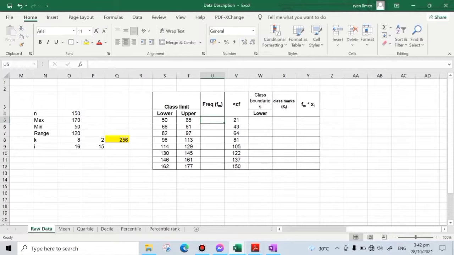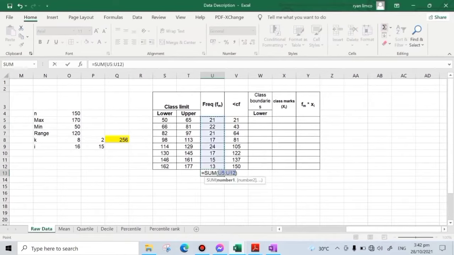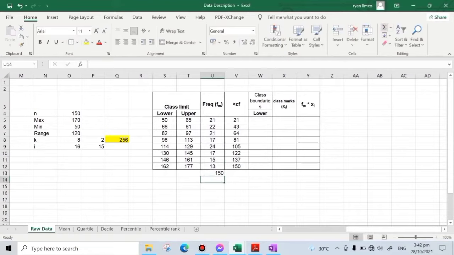Okay, so for this, it is equal to 21. And for the next number, equals yung less than cumulative frequency natin, ima-minus na lang natin. Babawasan lang natin yung sinundan niya. And drag down. Pag pinag-add natin to, dapat ang lalabas dito is 150.